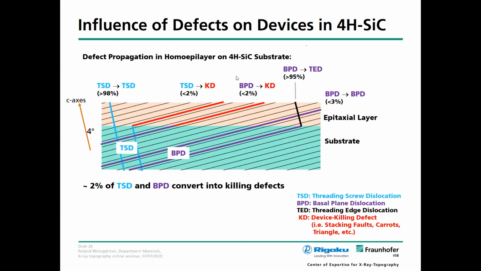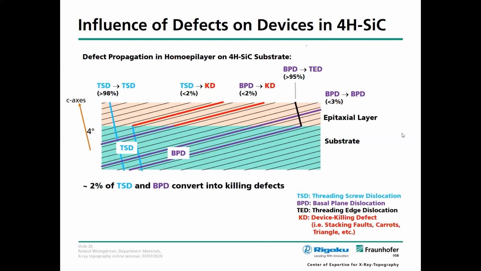So this is also, remember, our motivation for the DSD mappings of 4H silicon carbide, why it is important to have maps of DSDs. Because if you have maps with large densities, you expect more problems with these killing defects.